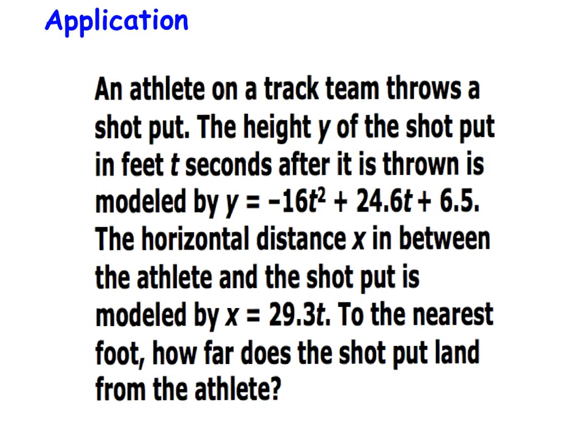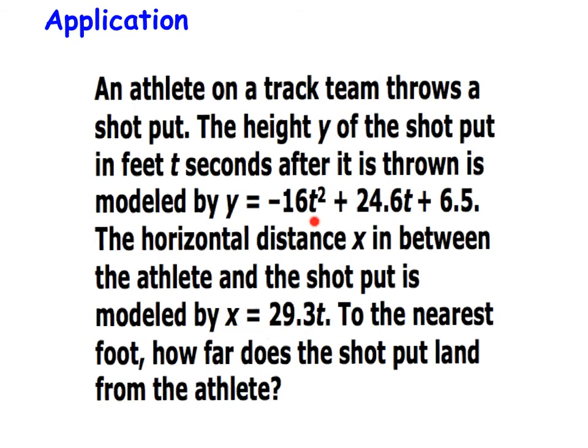Now, can you see the a value? Right there. The b value? Right there. The c value? Yes, it's right there. Now, the horizontal distance x in between the athlete and the shot put is modeled by this equation. Okay, so we're going to come back and use this one later.